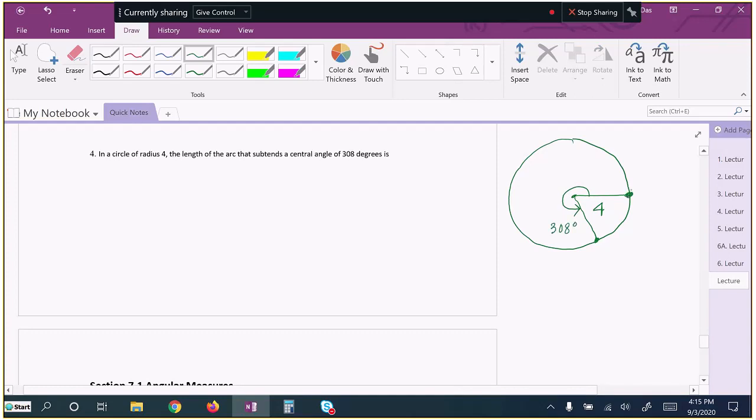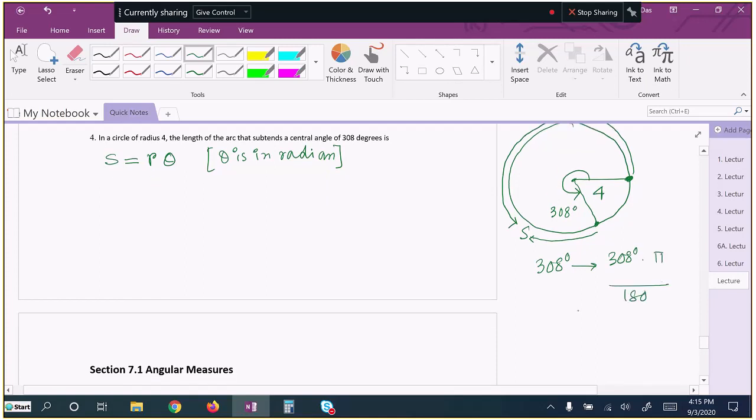So what do I mean? From here to here, how much is the length? Let's call it S. So you remember the formula, it is S equal to R times theta. Only note theta is in radians. So the only difficult part in this problem is to remember, if the problem is given in degrees, change it to radian first and then use the simple formula. Okay, so 308 degrees is going to be 308 degrees times pi over 180 radians.